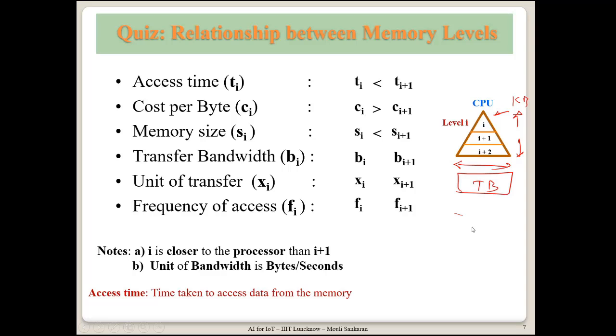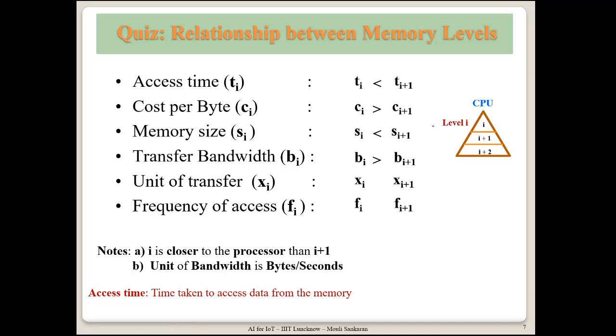Transfer bandwidth. How fast, or how many bytes per second, it delivers. You can access data faster here compared to the hard disk. The hard disk will take more time for getting a block of data to the CPU, right? So the transfer bandwidth is greater for the lower levels, in the sense those closer to the CPU, compared to those away from the CPU.